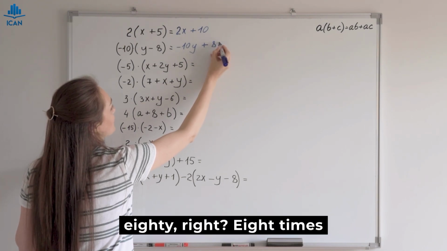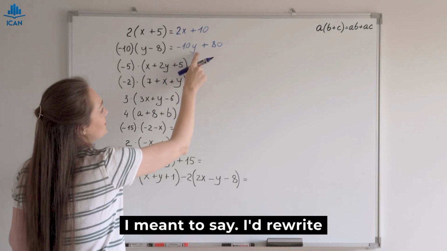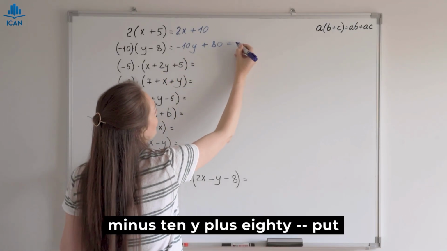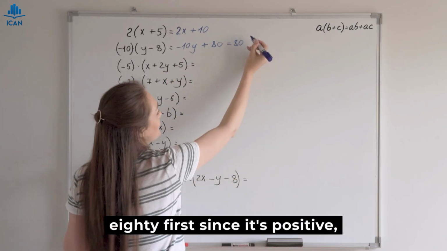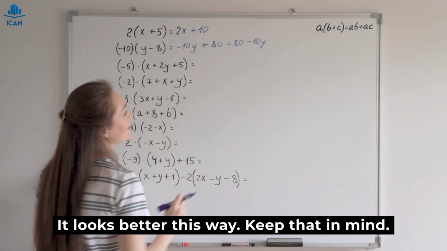Minus 80, right? 8 times 10, right? Plus 80, I meant to say. I'd rewrite minus 10y plus 80. Put 80 first, since it's positive, then minus 10y. It looks better this way.